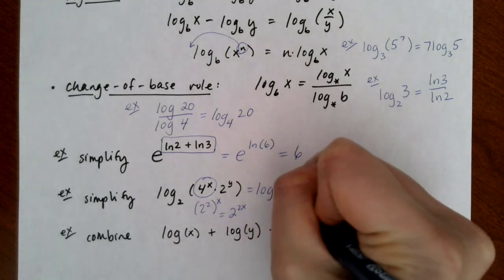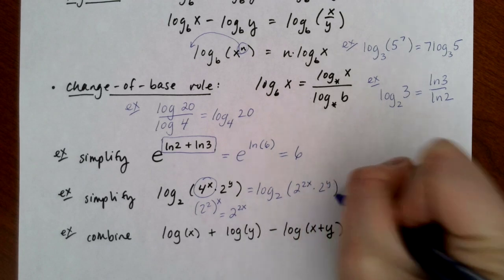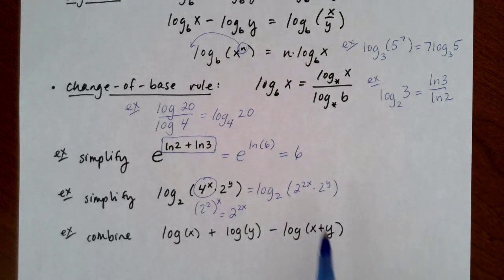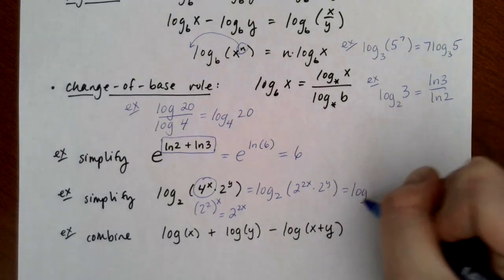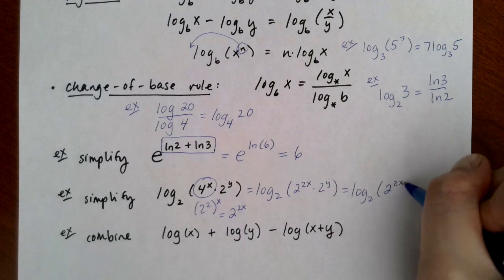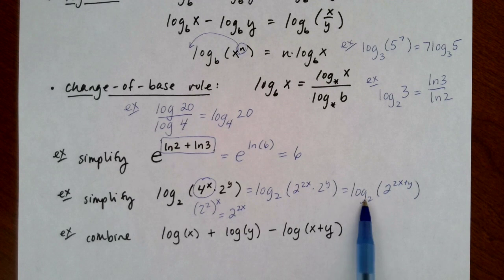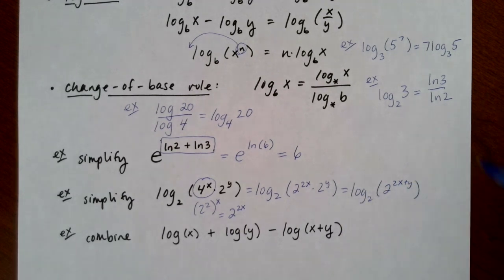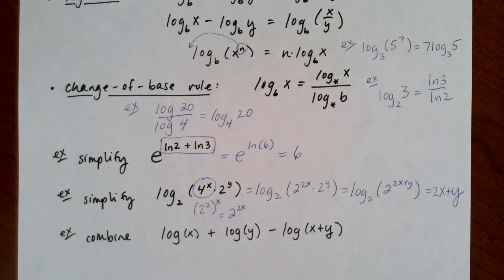So I have log base 2 of 2 to the 2x times 2 to the y. And then exponent rules say we can add these exponents together. So we have log base 2 of 2 to the 2x plus y. And now I have what I wanted, log base 2 of 2 to the something. So log base 2 and 2 cancel. And what comes out is just that exponent, 2x plus y.